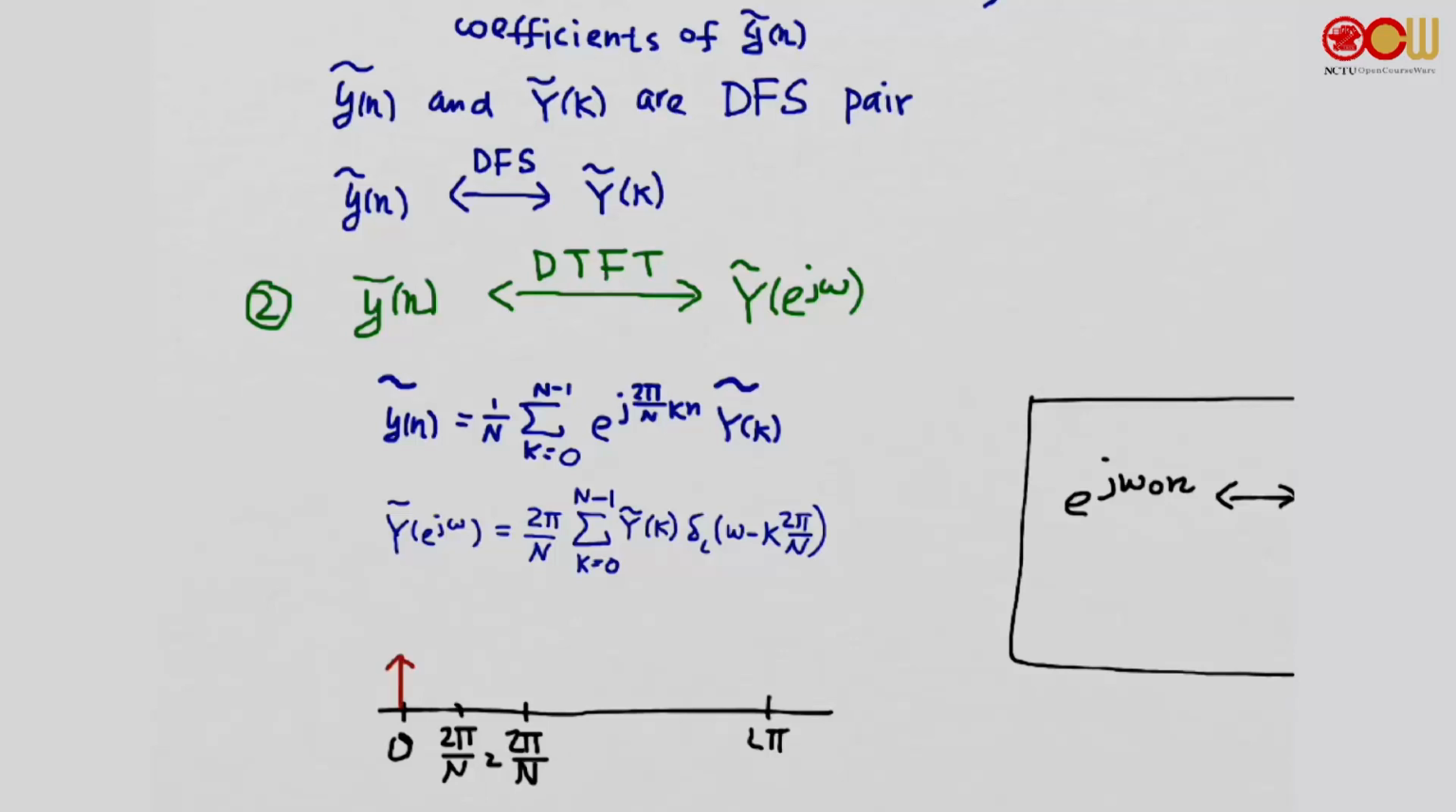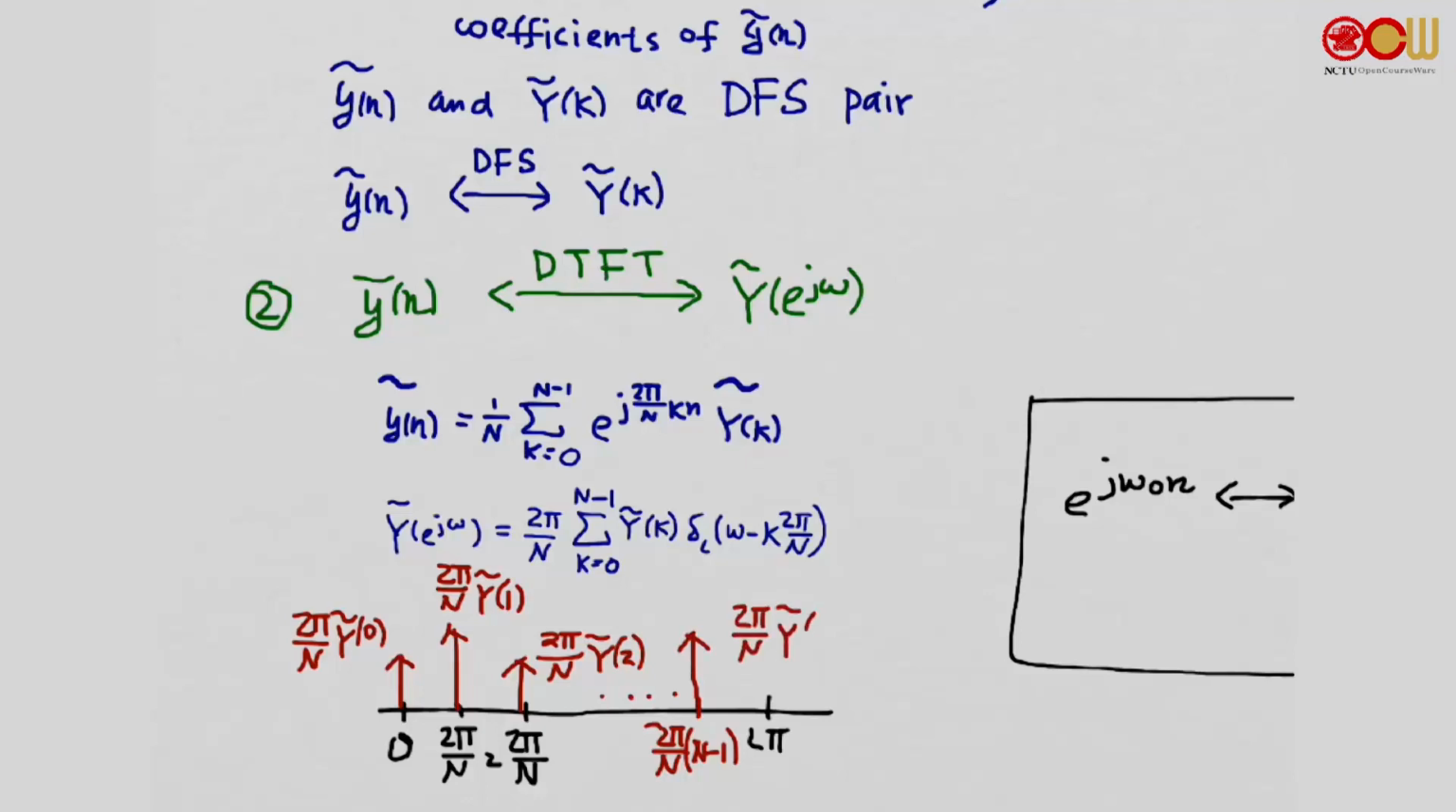Here's an impulse, and the height of the impulse is 2 pi over n y tilde 0. And the second one is 2 pi over n y tilde 1. At 2 pi over n, there's an impulse, and the height is 2 pi over n y tilde 1. And at 2 times 2 pi over n, an impulse, the height is 2 pi over n y tilde 2. And it goes on like this. The last one is at n minus 1 times 2 pi over n, and the height is 2 pi over n y tilde n minus 1.